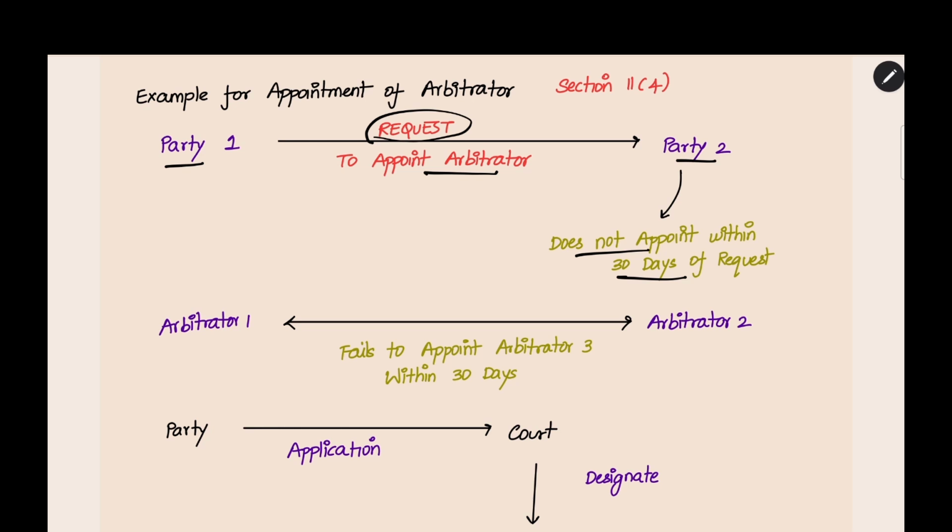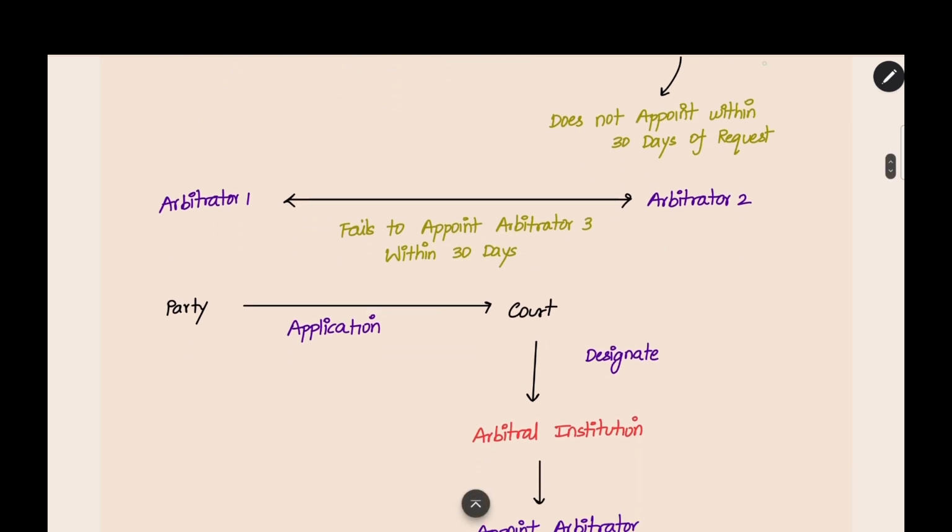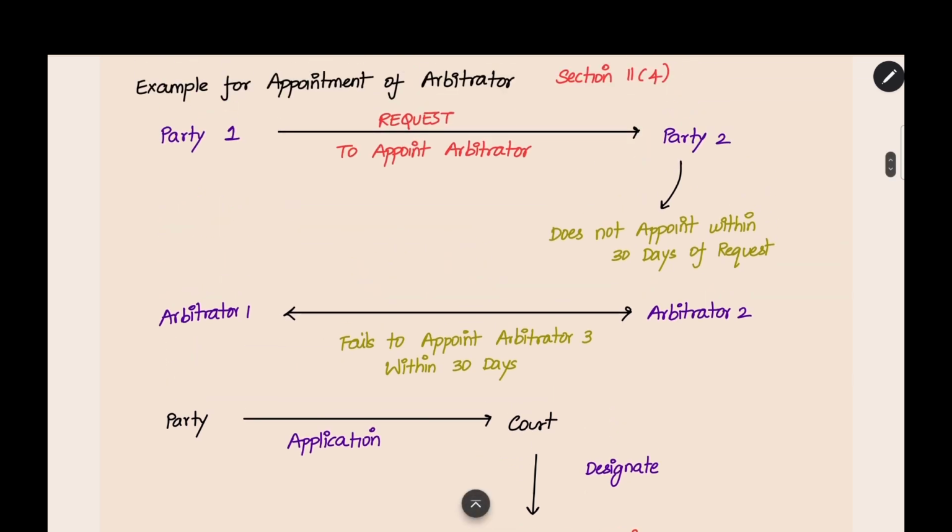And there is another case also. In case of 3 arbitrators, we already saw that the third arbitrator will be appointed by the already selected 2 arbitrators. For example, in the same example, we can assume that party 1 appointed an arbitrator, party 2 also appointed an arbitrator, but these 2 people should together appoint a third arbitrator. That third arbitrator is not appointed within 30 days. 30 days is the time limit. Whether the parties are appointing or the arbitrators are appointing within 30 days, if they do not appoint, then section 11 subsection 4 will apply. Now let us see what is given under the section text.